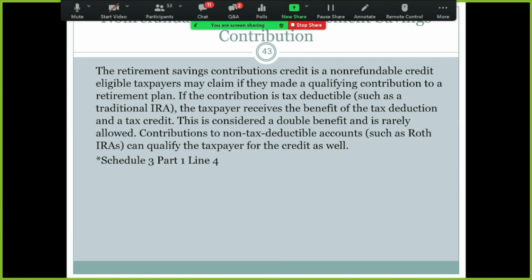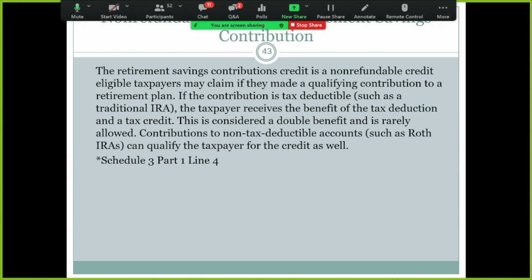The next credit that we would like to talk about is the retirement savings contribution. The retirement savings contribution credit is a non-refundable credit eligible taxpayers may claim if they made a qualifying contribution to a retirement plan. If the contribution is tax deductible, such as a traditional IRA, the taxpayer receives the benefit of the tax deduction and a tax credit.